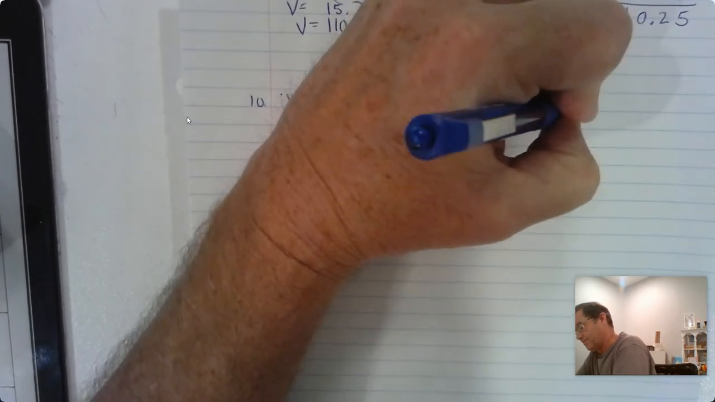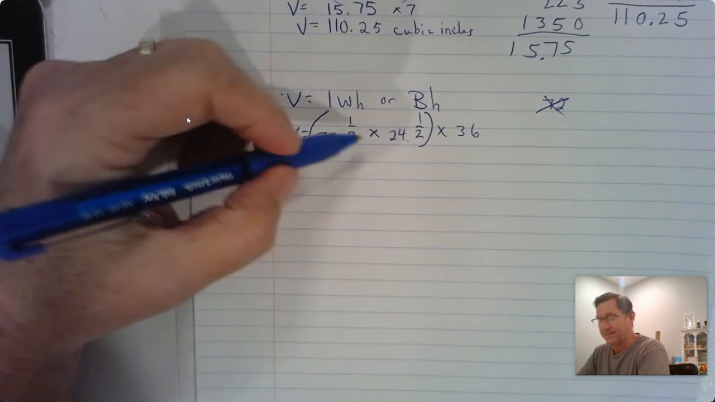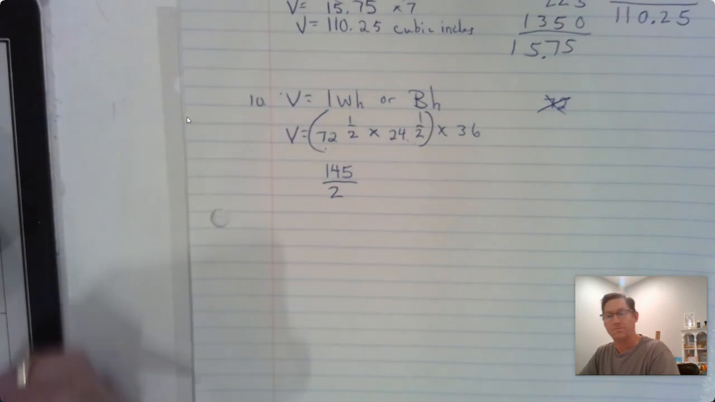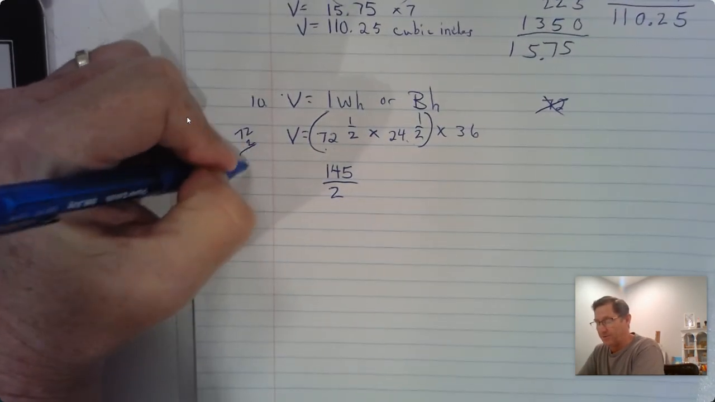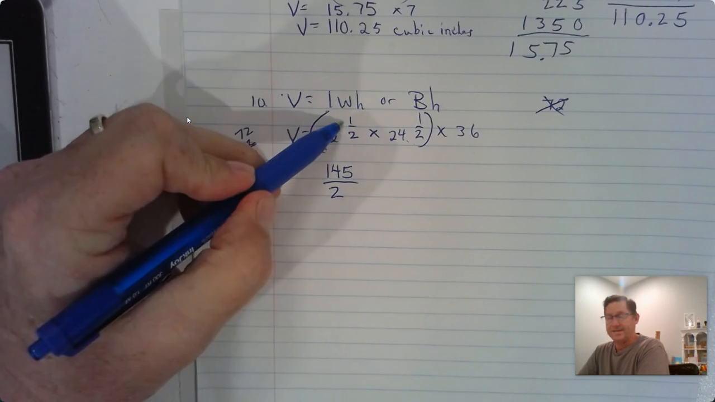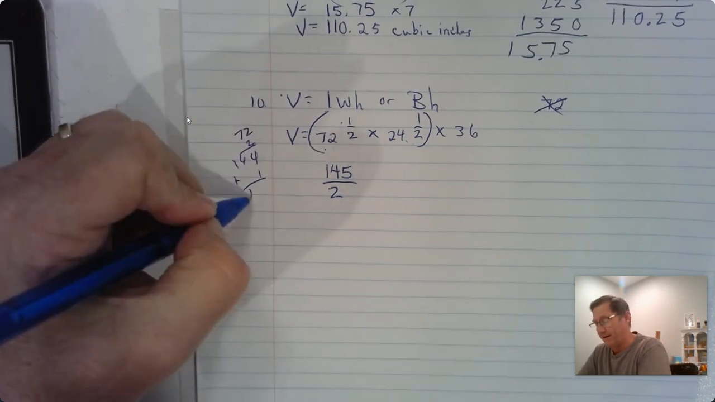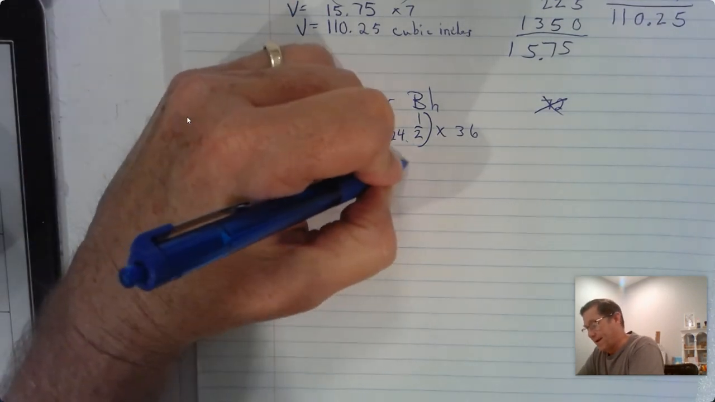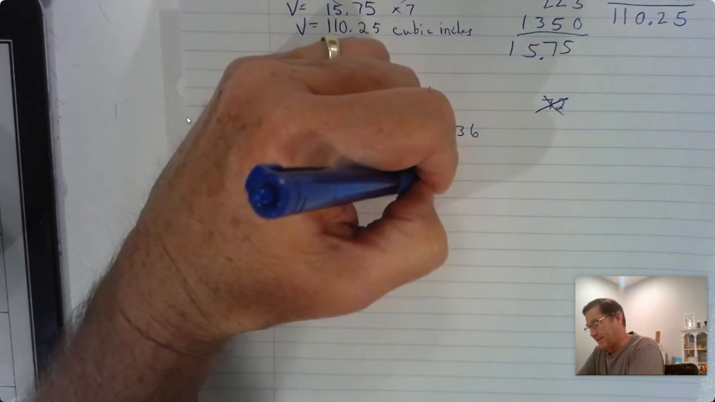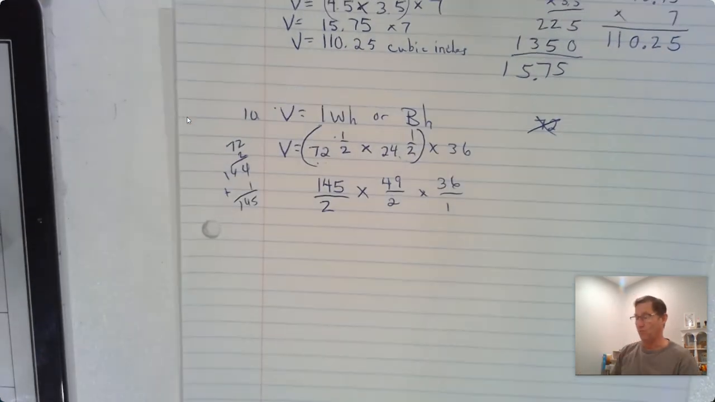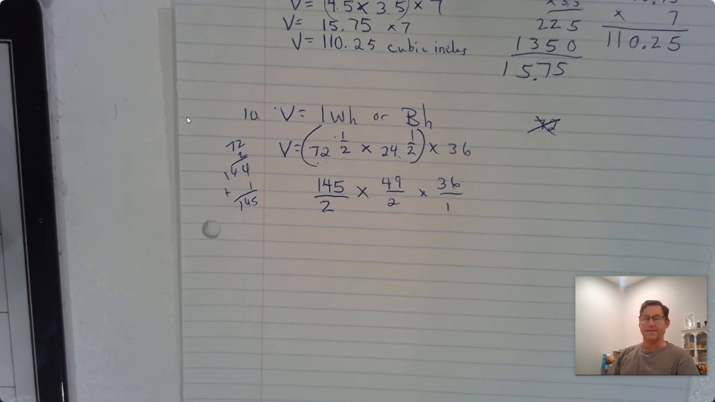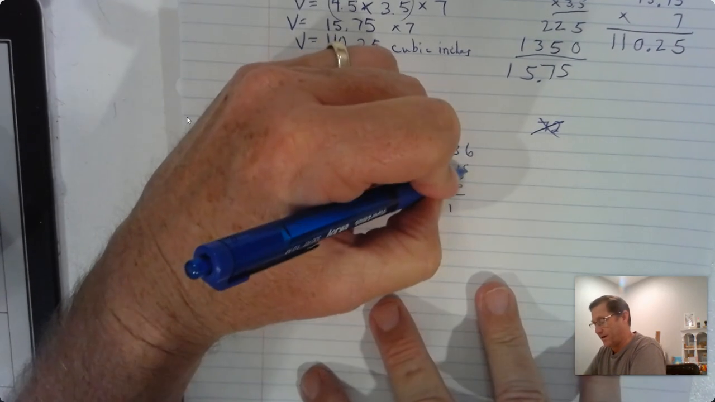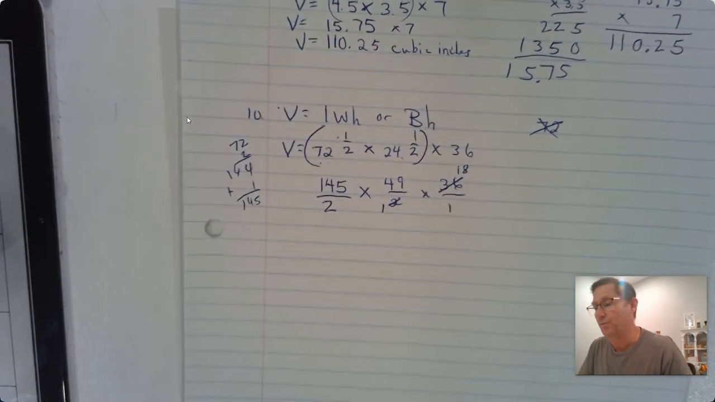So 72.5 is the same as 145 over 2. 72 times 2 is 144, plus the extra 1/2, so 145 over 2. 24.5 is the same as 49 halves, and 36 can be written as 36 over 1. Okay, as I look at these, I notice that I can simplify 49 halves and 36 ones by dividing by a common factor of 2.